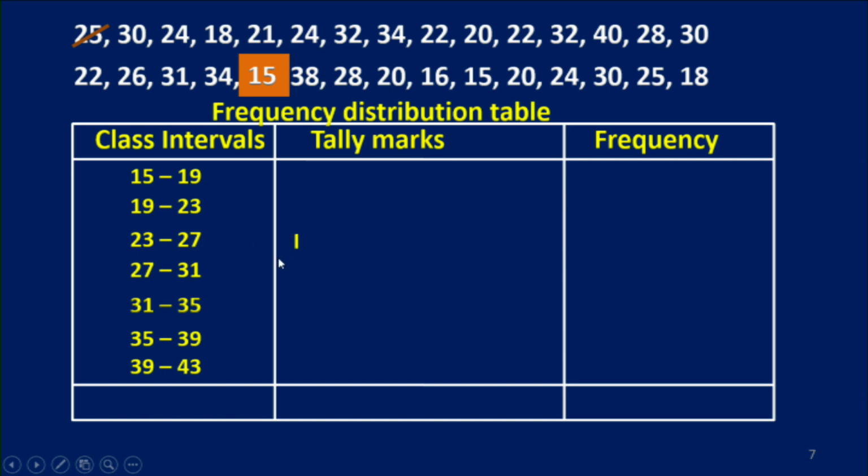So, I am taking one line here. Now, 30, where will this 30 come? Yes, in the 27 to 31 class. Next 24, where will it come? In the 23 to 27 class. Next 18, where will it come? Yes, in the first class, that is 15 to 19.